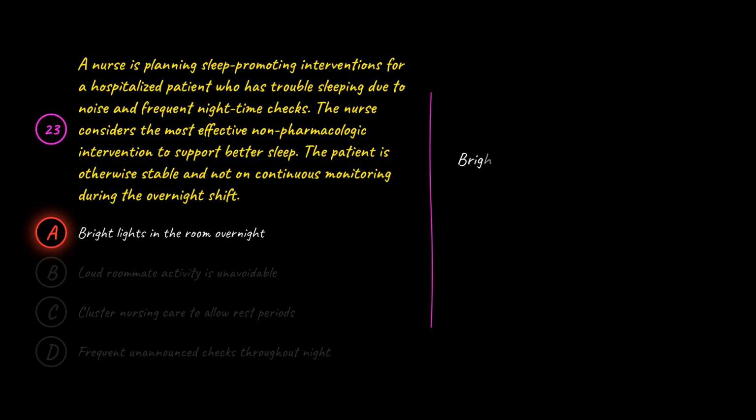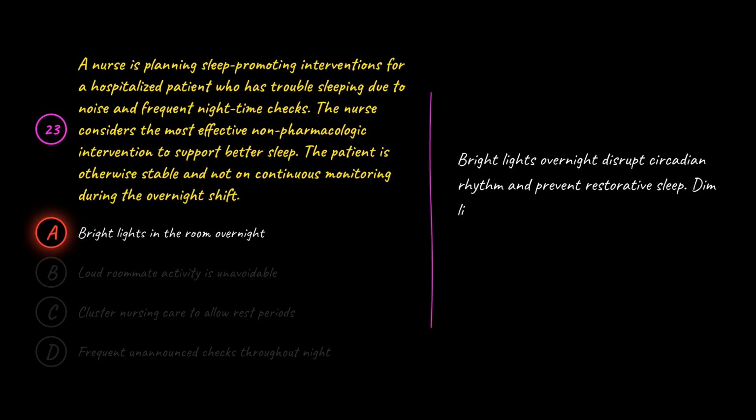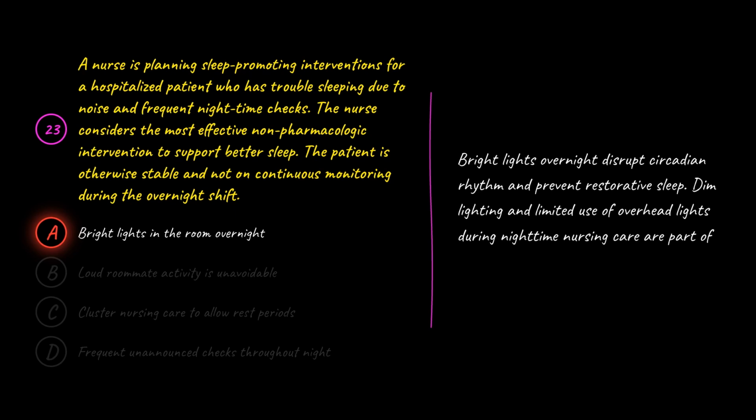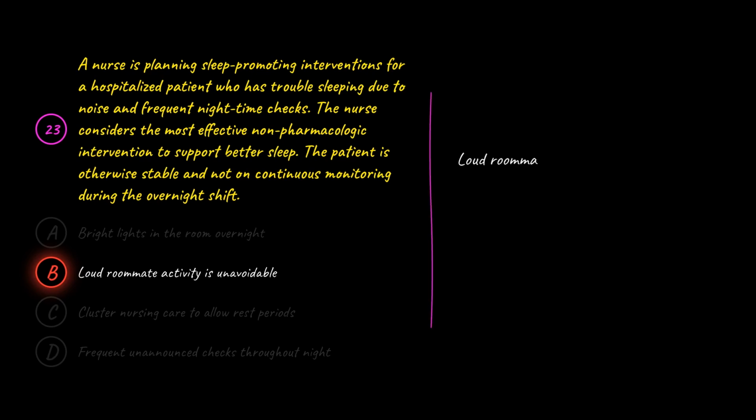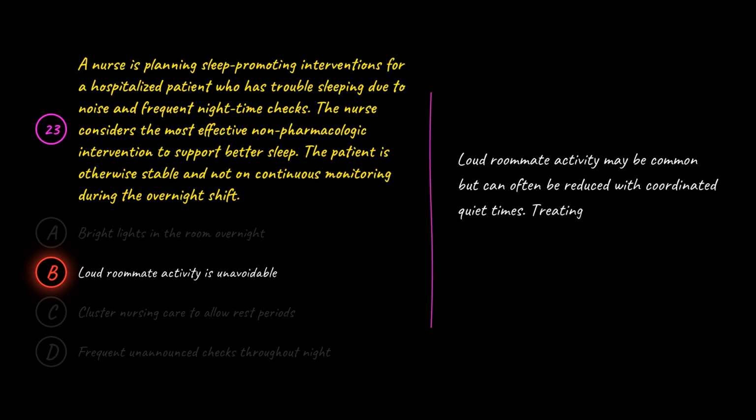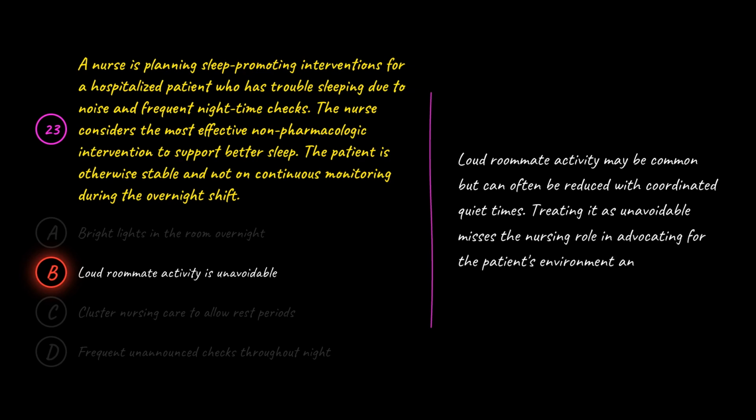A is wrong because bright lights overnight disrupt circadian rhythm and prevent restorative sleep. Dim lighting and limited use of overhead lights during nighttime nursing care are part of standard sleep hygiene measures on the unit. B is wrong because loud roommate activity may be common, but can often be reduced with coordinated quiet times. Treating it as unavoidable misses the nursing role in advocating for the patient's environment and rest.